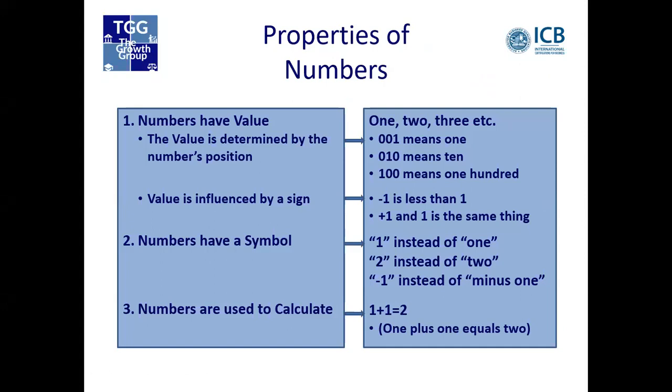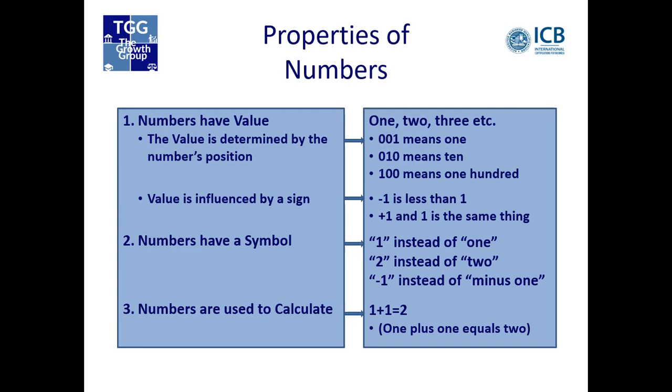Okay, let's have a look at the properties of numbers. Now, when I say properties of numbers, I mean the things that make numbers numbers. So when we talk about numbers, what are we talking about? First thing, numbers have a value. Okay, the value is determined by the number's position. So you see there on the right-hand side, I've got the same 3 digits, 001, but depending on the position of the 1, the value of the number changed. If it's 001, it just means 1. If it's 010, you know it means 10. And if you see a 1 and 2 zeros, you know it means 100.